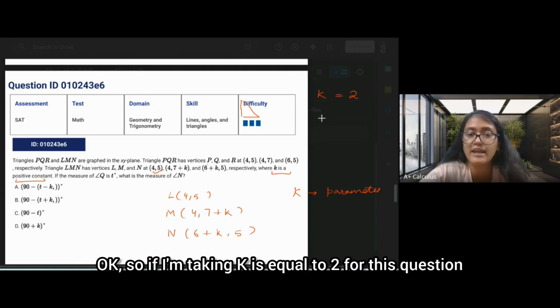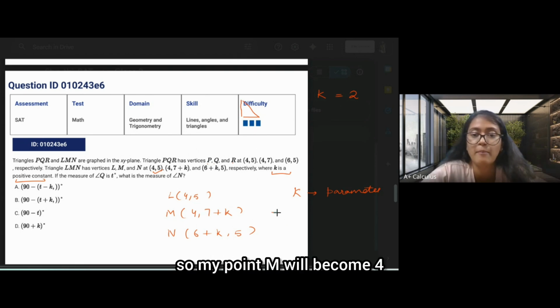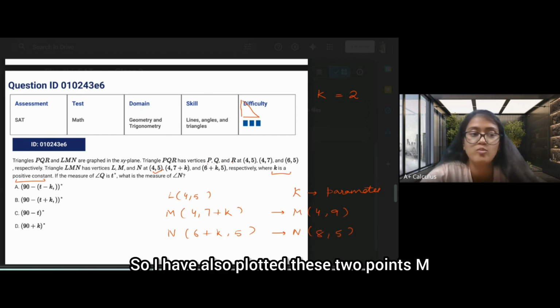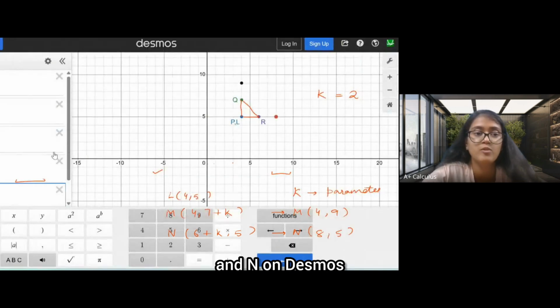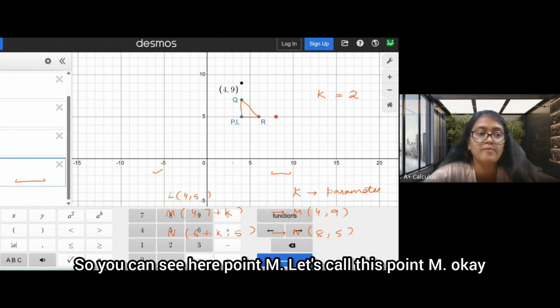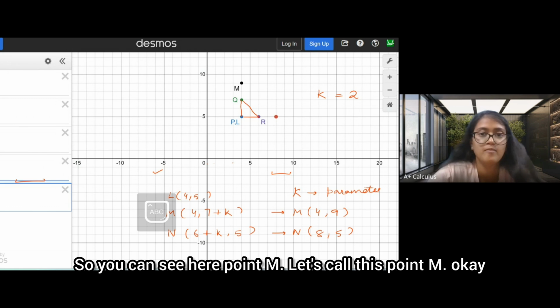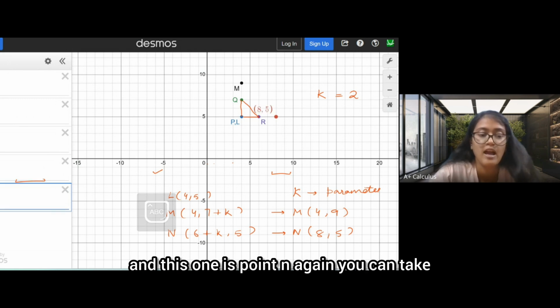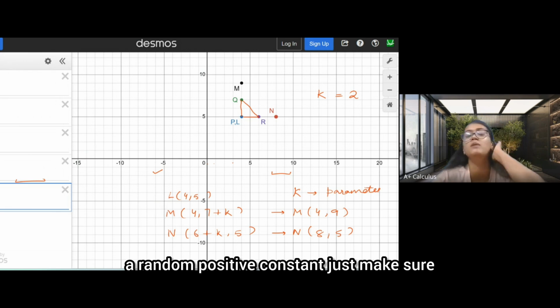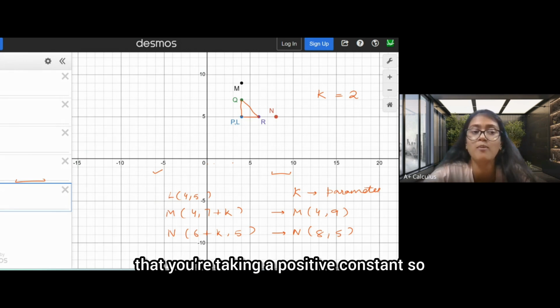So if I'm taking K is equal to 2 for this question, my point M will become (4, 7 plus 2), which is 9, and point N will become 6 plus 2, which is 8, so (8, 5). So I have also plotted these two points M and N on DESMOS. You can see here, let's call this point M, and this one is point N. Again, you can take any value of K. Here I've just taken 2 as a random positive constant. Just make sure that you're taking a positive constant.